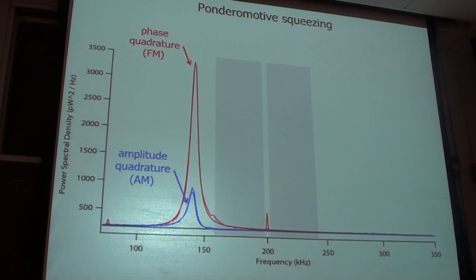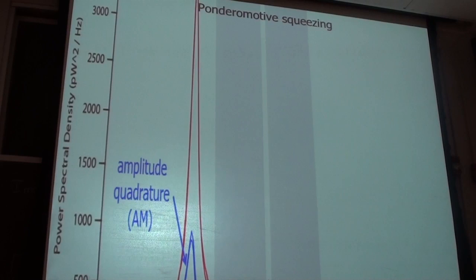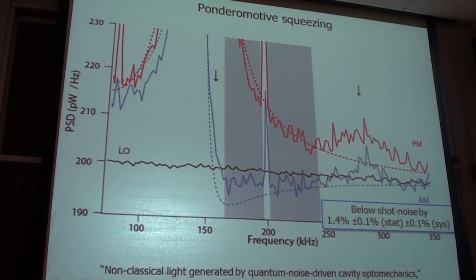pleased with that. So given this large response, we expected squeezing in the amplitude quadrature in these gray regions, except for this little noise spike that we couldn't get rid of. The squeezing we expect is not great, so we zoom in tremendously, and then we see indeed that the AM fluctuations are reduced by about 1% below the standard quantum limit.